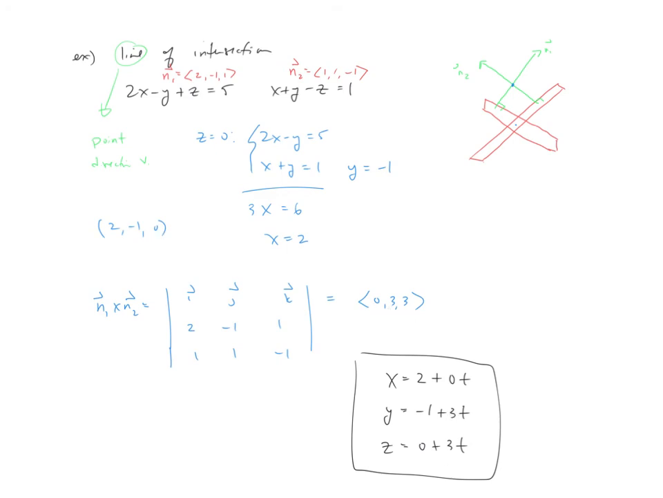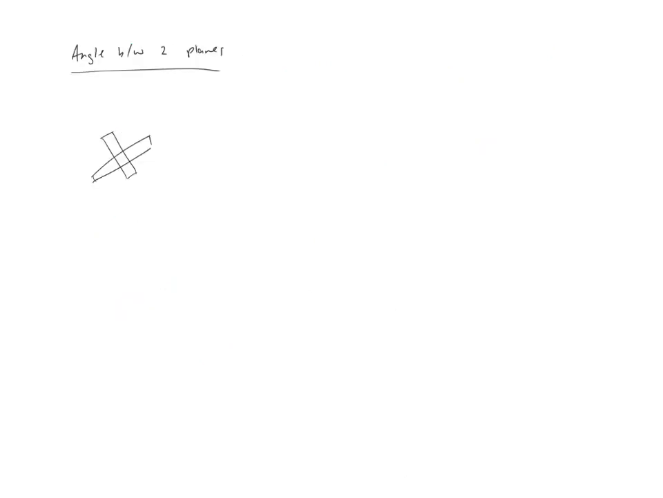So the format holds. This one's a little harder to see, but I still think it's manageable when you draw it out in a simple way and understand that the line that's coming out at us is going to be parallel to the vector coming out of here from the cross product of N1 and N2. All right, the last thing I'll mention is the angle between two planes.